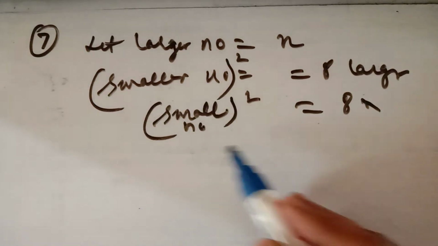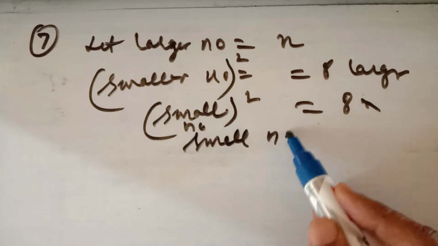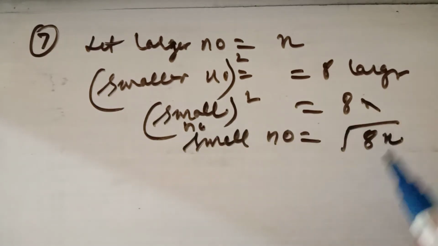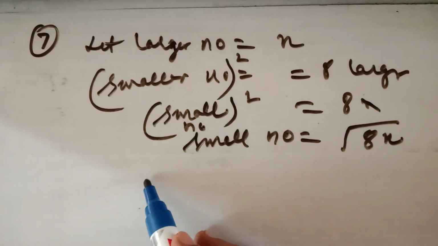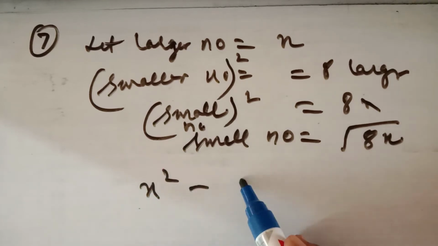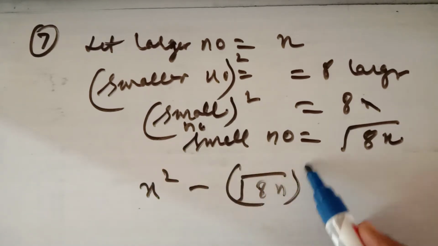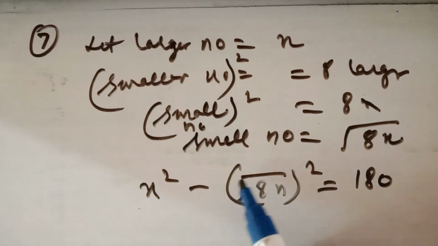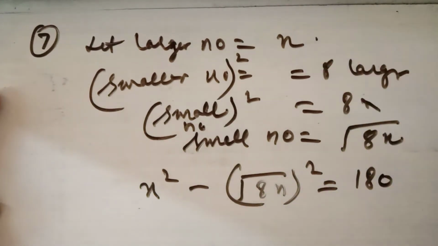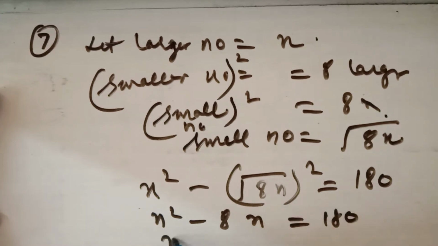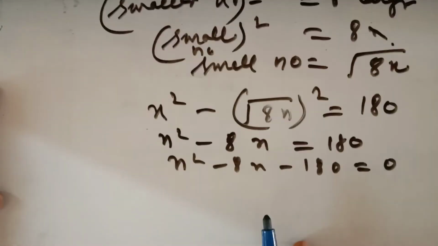So the smaller number is root 8x when we remove the square. Now it is given that the difference between their squares is equal to 180. The difference between the square of the larger and the square of the smaller is 180. So x square minus 8x is equal to 180. So you are getting a quadratic equation like this.